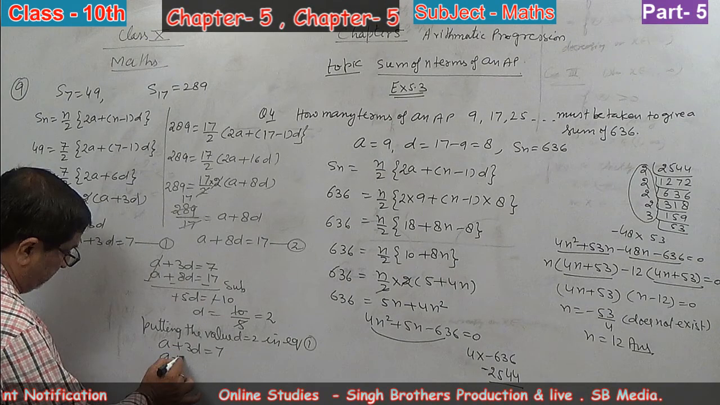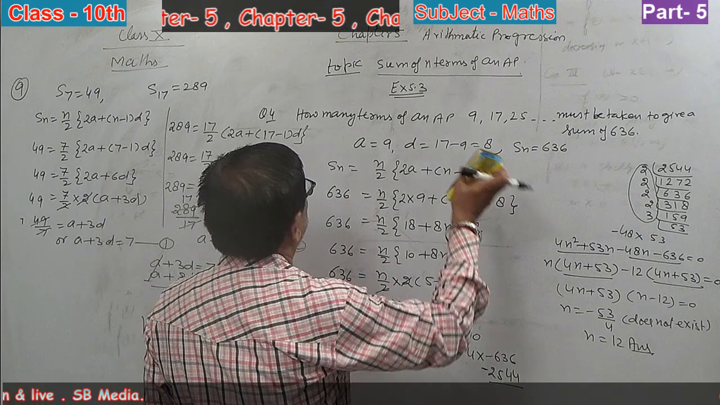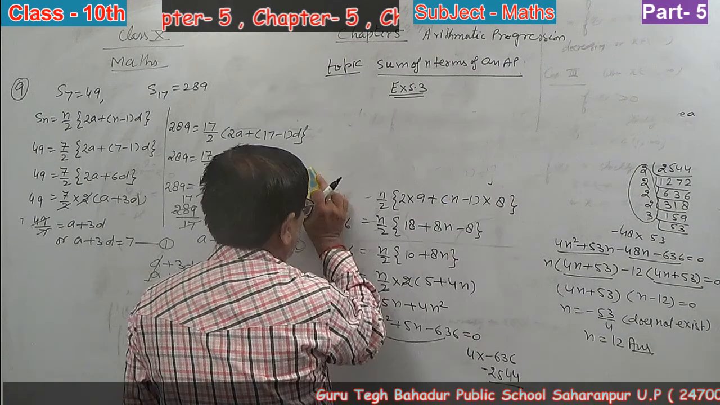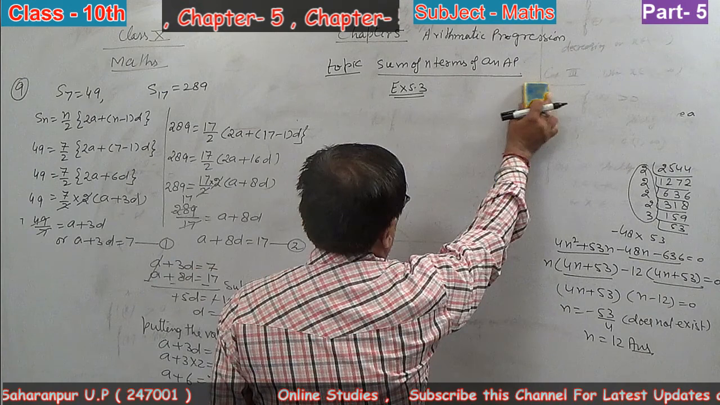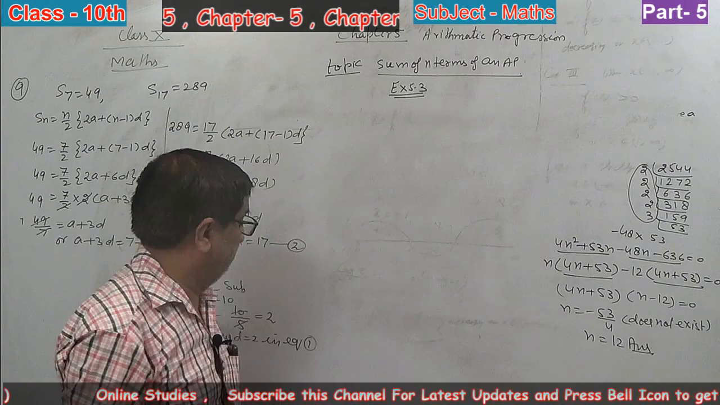Now find out the sum of n terms. Sn is equal to n upon 2 into 2a plus n minus 1 into d. 2a is 2, n minus 1, d is 2. n upon 2, 2 plus 2n minus 2, n upon 2 into 2n. 2 and 2 cancel, that is n square. Therefore, the sum of n terms of an AP is n square.